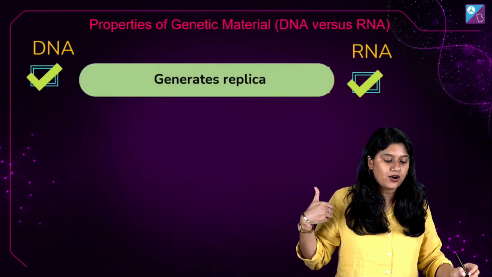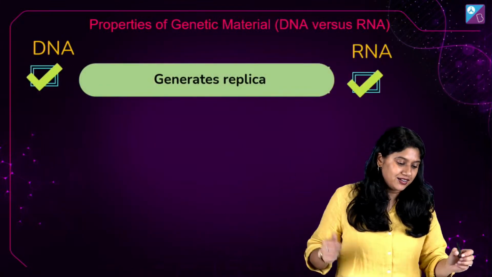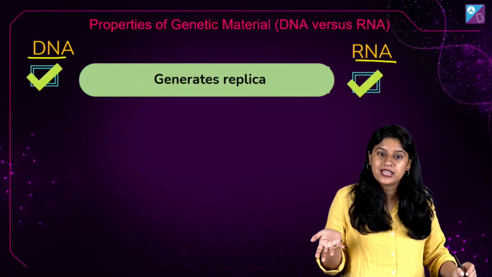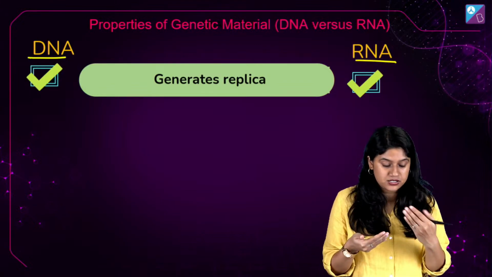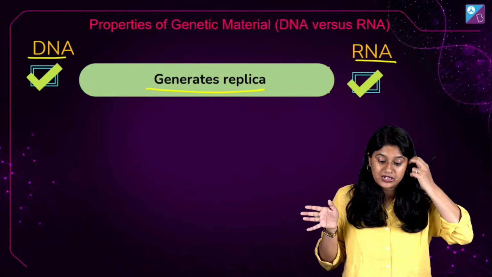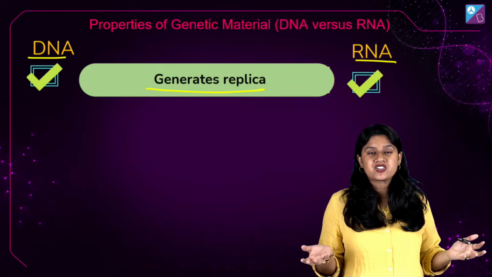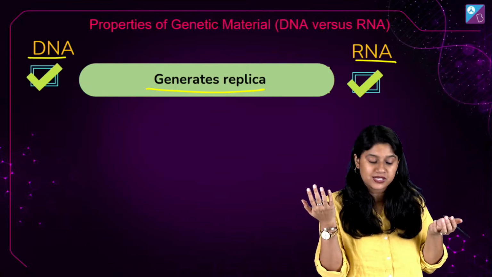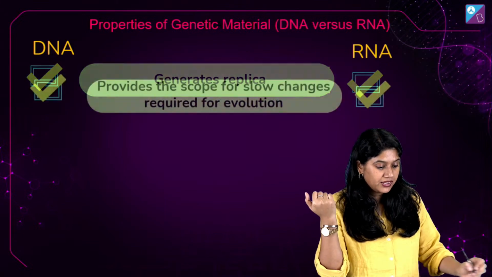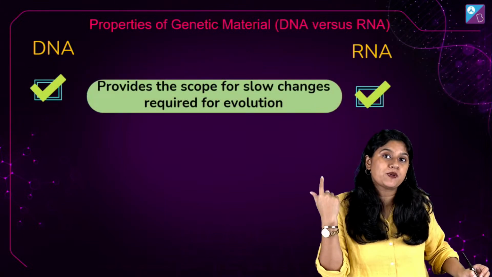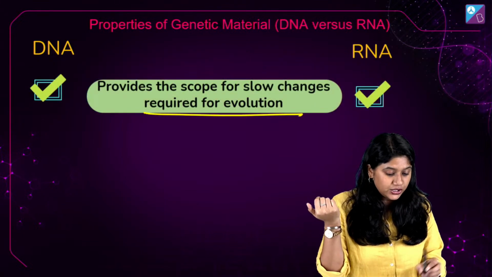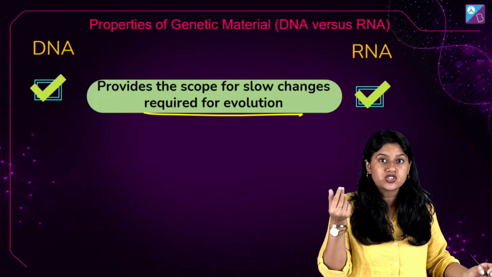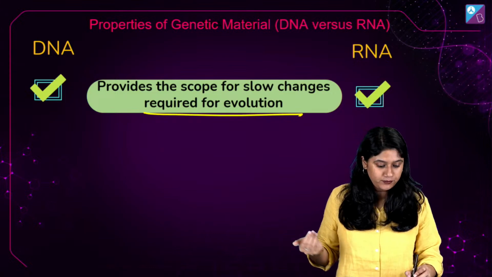Now of course, if we compare, we know that both DNA and RNA can generate themselves, right? They can easily replicate. We know that both of them have the property of replication. They have complementary base pairs, so of course they will be able to replicate themselves. Then they provide the scope of slow changes also, definitely, right? They have the scope of changes so that the evolution process can go on.